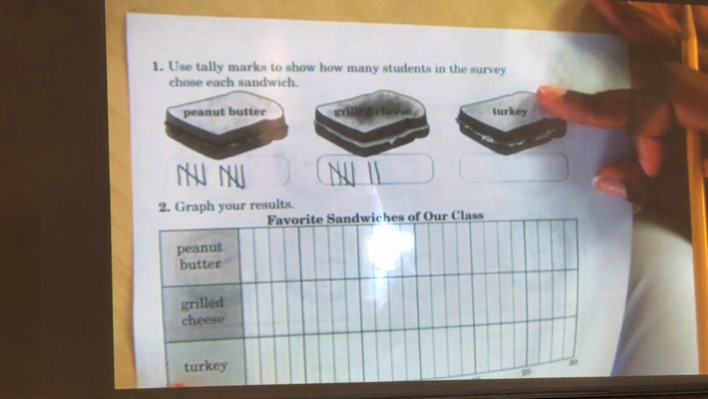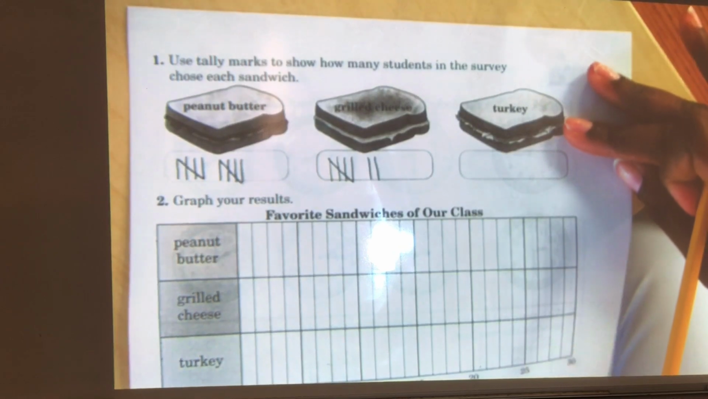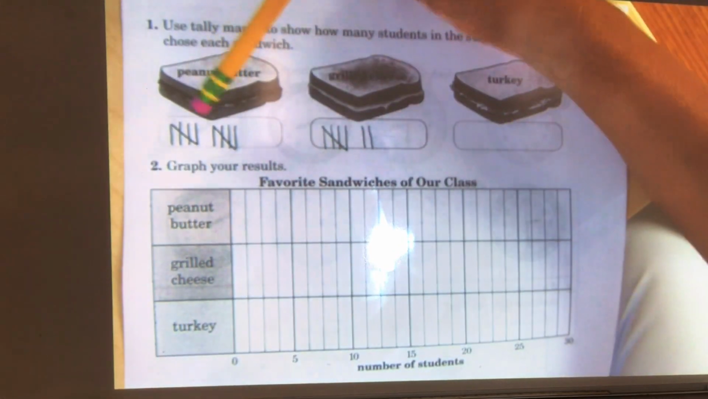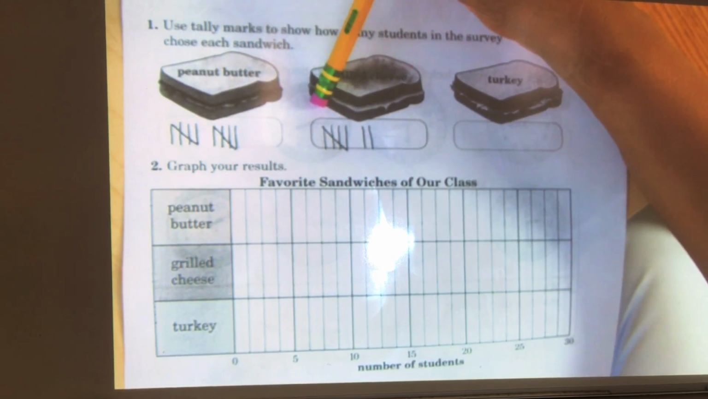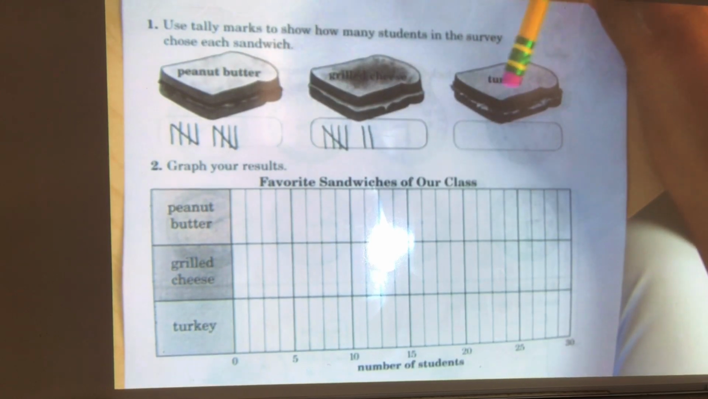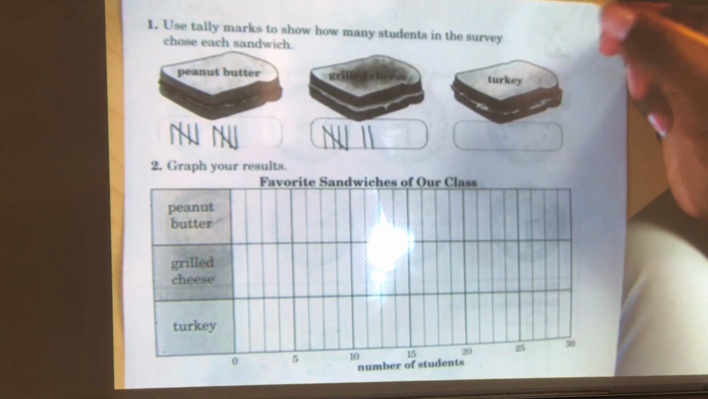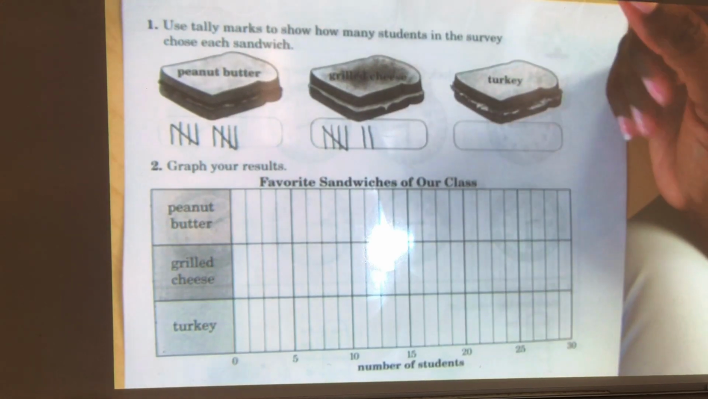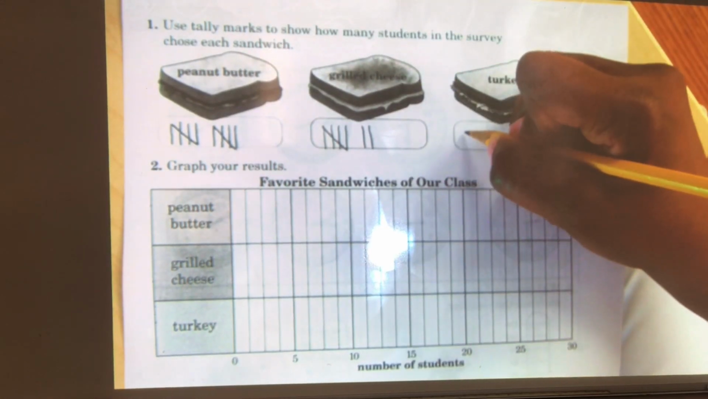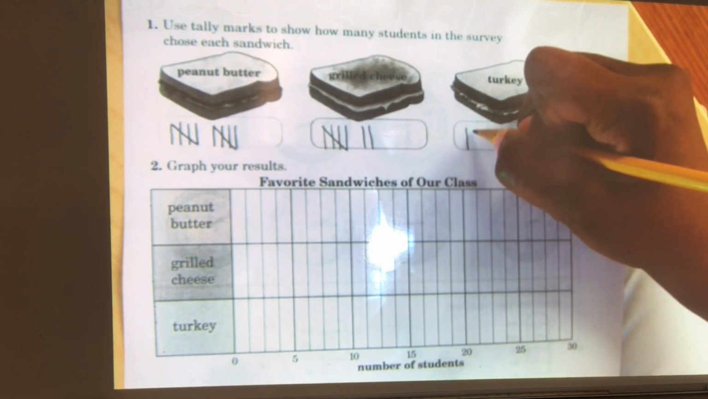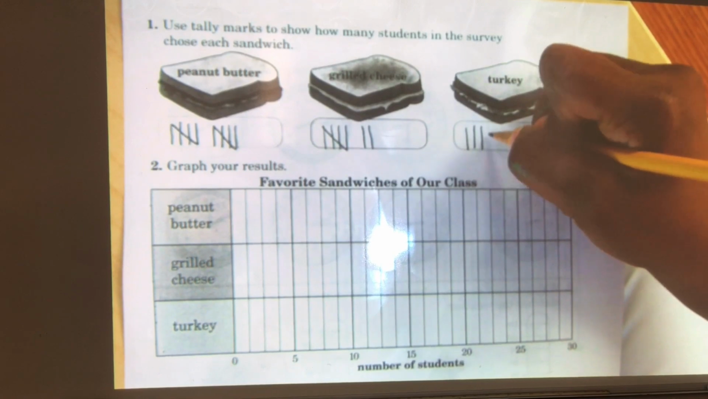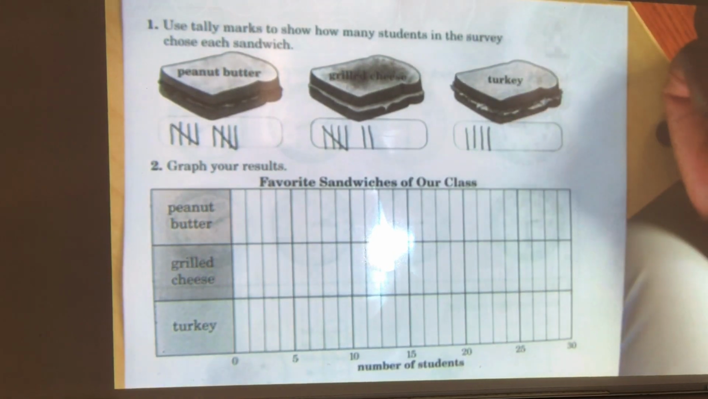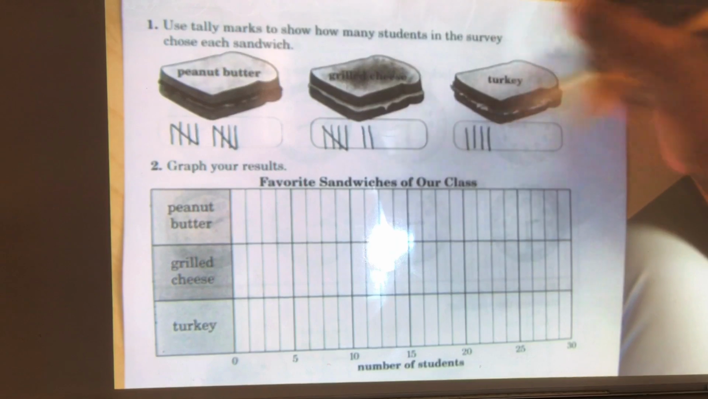Now, turkey. Not sure if turkey's a popular group, but if I have 10 plus 7, I have a total of 17 students. So since I have 21 students in my class, I need to make turkey 4 to have a total of 21. So 4 students in our class like a turkey sandwich. 1, 2, 3, 4. Since there's only 4, I don't need to make the slanted line to make 5.